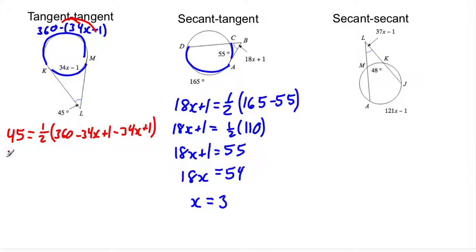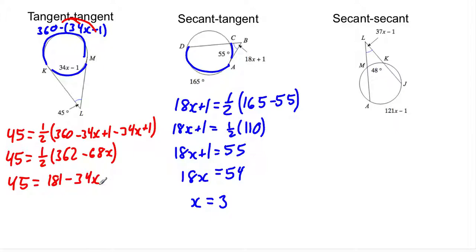So now if I clean this up, I get 45 is equal to 1/2 of, combining the like terms, 360 plus 1 plus 1. So that's 362 minus 68x. These are both even, so I can actually distribute this in, and I can say that 45 is equal to half of 362, which is 181, minus 34x.